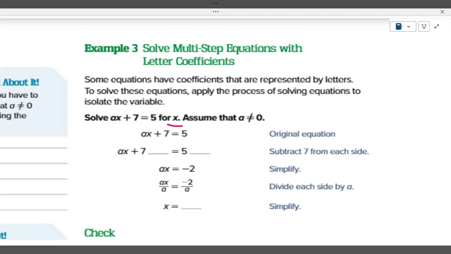So we have plus 7. We're going to subtract 7. Whatever we do to one side, we need to do to the other. These cancel out. We're left with a times x is equal to negative 2 because 5 minus 7 is negative 2. And then we're going to divide ax by a. Whatever you do to one side, you need to do to the other. So they divide by a here. And since we don't know what a is, our final answer is just x is equal to negative 2 over a. That's it. So it looks a little weird, but it's actually pretty easy.